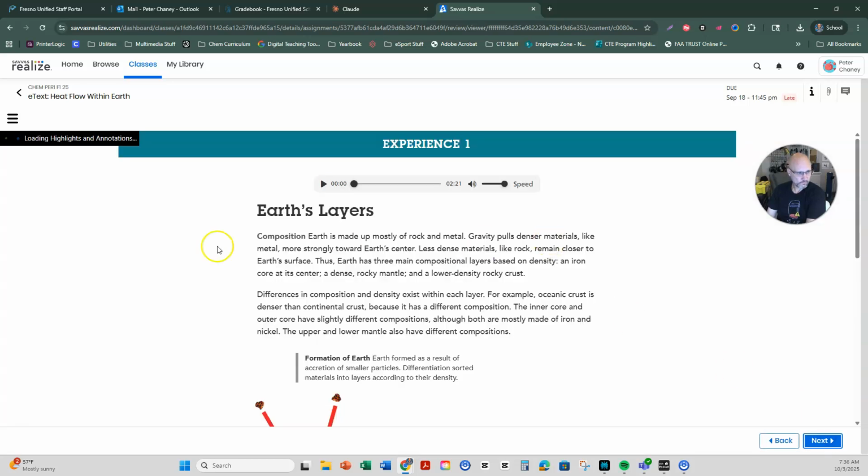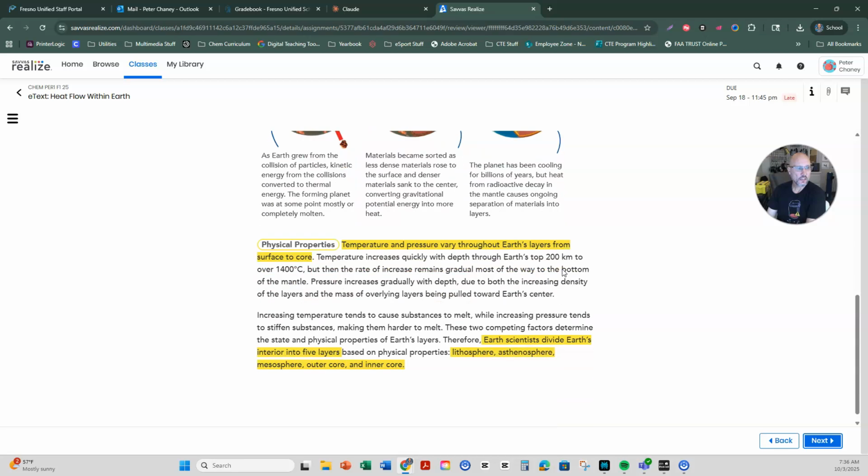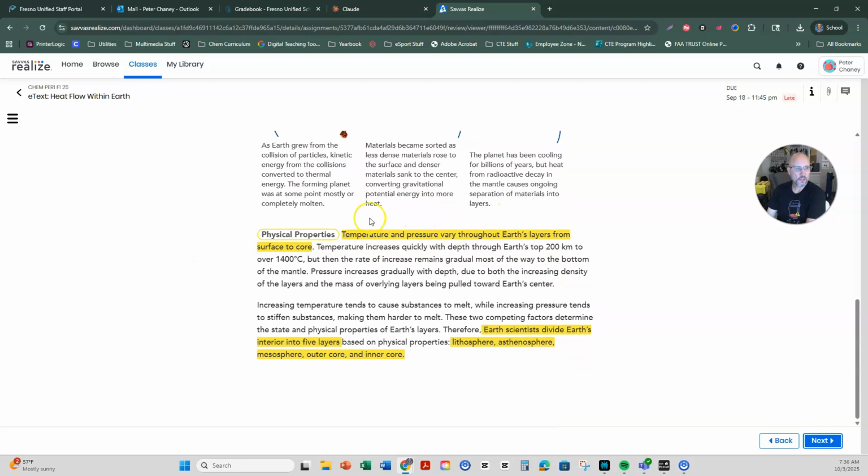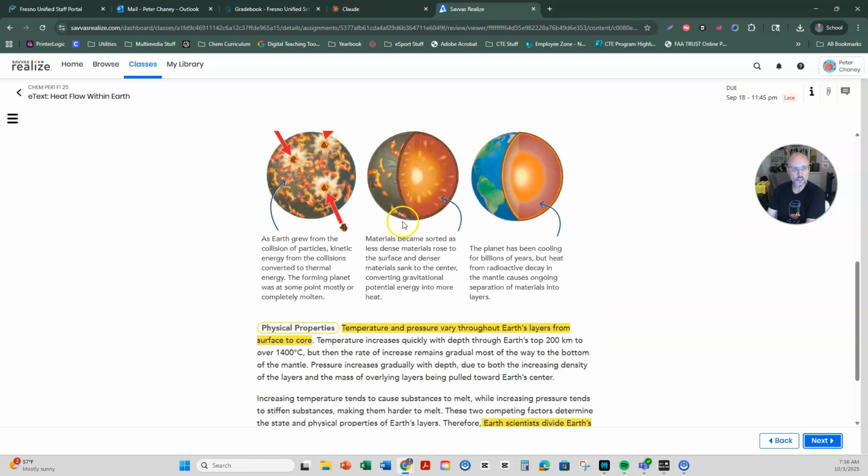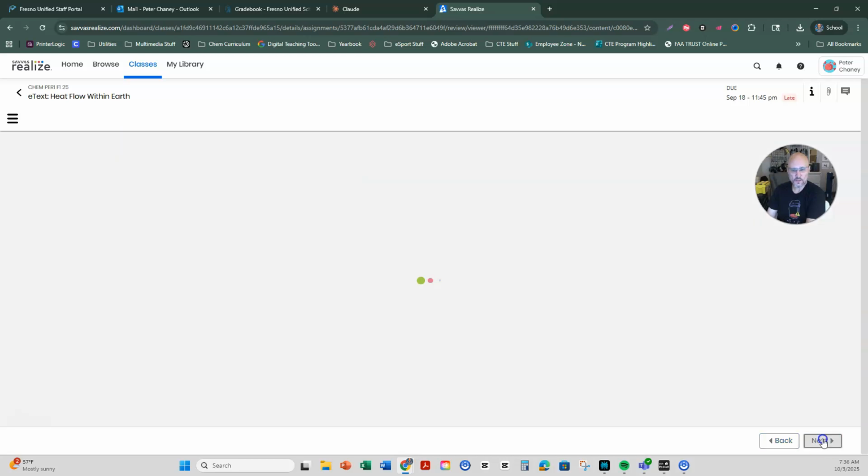Next page, Earth's layers. We highlighted Earth is made up of mostly rock and metal, 3 main component parts: iron core, dense rocky mantle, and lower density rocky crust. Came down here, talked about physical properties, talked about temperatures, and then down here, Earth scientists divide Earth's interior into 5 layers. So lithosphere, asthenosphere, mesosphere, outer core, inner core. So make sure you get all of those.